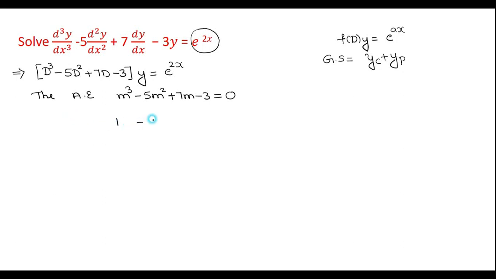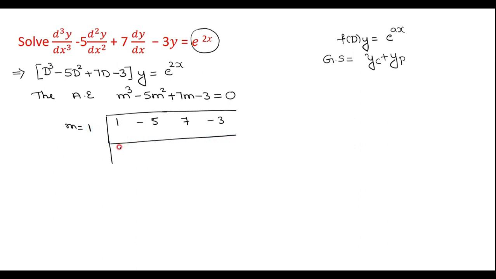It is 1 minus 5 plus 7 minus 3. So take m equal to a number which will satisfy this equation. Now, if I put m equal to 0, we see that it is minus 3. So 0 is not a root of the equation. 0 will be a root if you don't have the constant term in the equation. So let me check for 1. It is 1 minus 5 plus 7 minus 3, which is equal to 0. That means that 1 is a root of this equation.